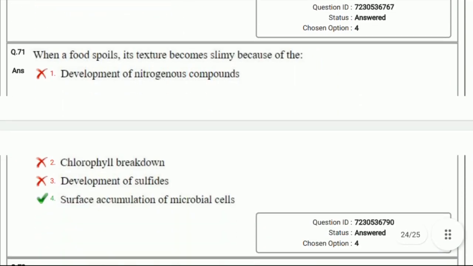Next question, when a food spoils, its texture becomes slimy. This is due to the accumulation of microbial cells on the surface. We know that the microbial cells also excrete some chemicals and some slime, so that makes the texture of the food slimy from the surface.